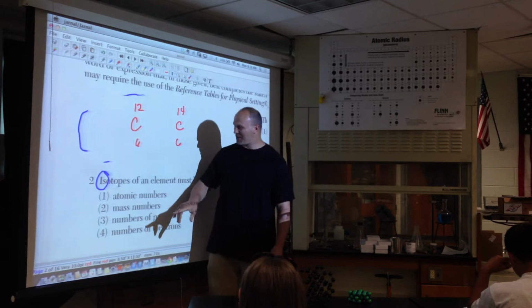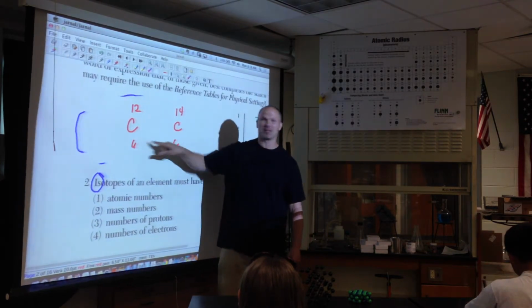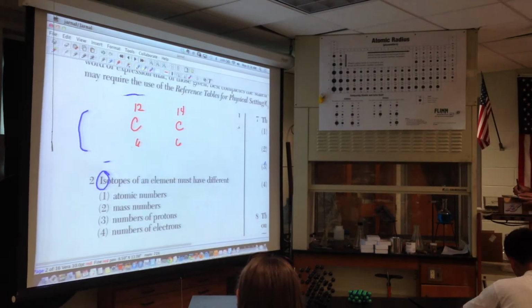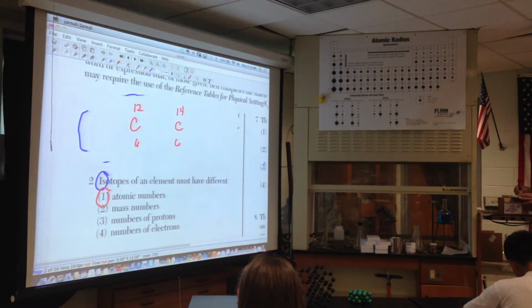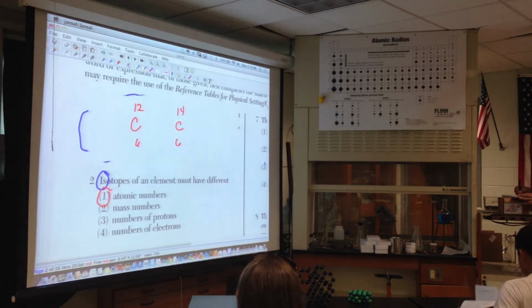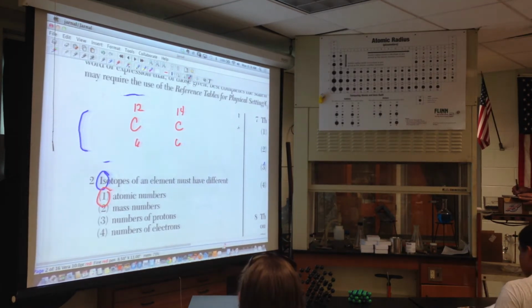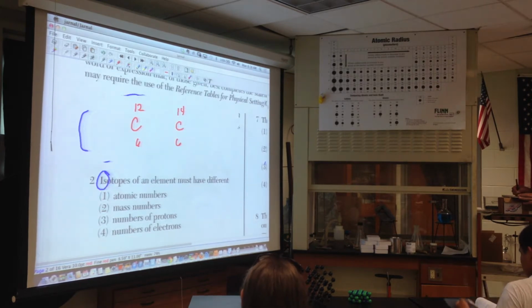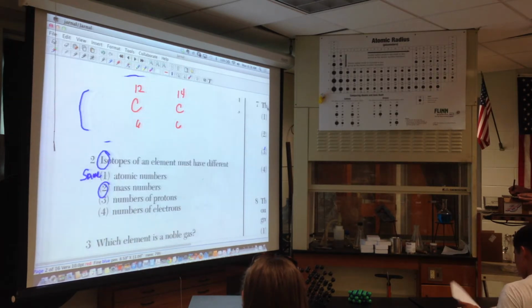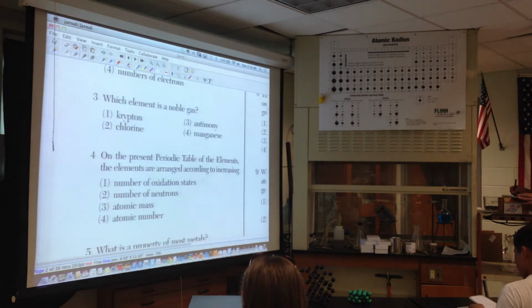In any case, the atomic number is the same because that's the proton number. So number 2 is atomic number, all right? They have to be the same element. They must have different mass numbers, but the same atomic number. So number 2 is 2. Just checking to see you're paying attention.